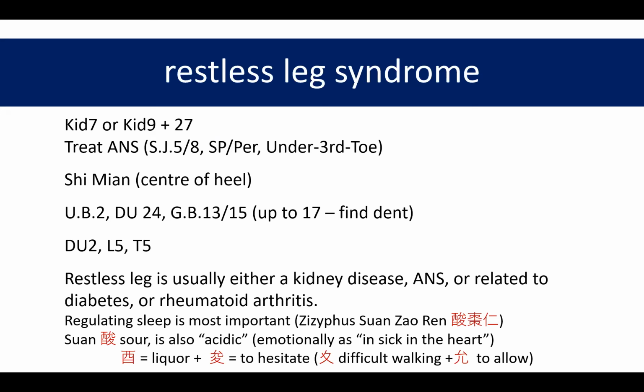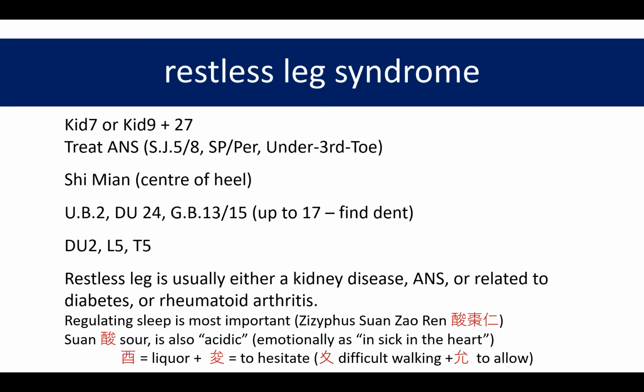So here I did something weird. Here are the points that you can use for restless leg. Kidney, it's considered an adrenal issue. Okay. So kidney 7 or 9 plus kidney 27. Treat the autonomic nervous system. Okay, so we know how to do that. That's Sanjiao 5 or 8, spleen pericardium combination, and under the third toe. Okay. Shimian, the center of the heel, is a good point for sleeping and for the nervous system.